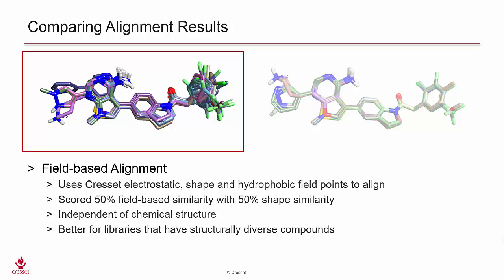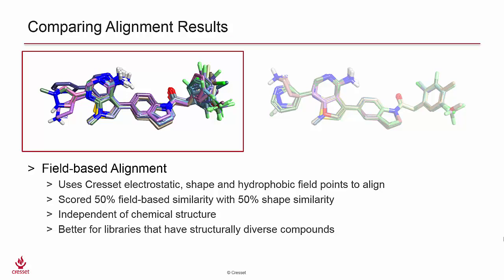Two alignment protocols are available in the Cresset environment, each with their own benefits and liabilities. First, there is our standard field-based alignment, in which we use a combination of electrostatics, shape, and hydrophobic field points to align molecules and calculate a score using a combination of these feature alignments. This approach is independent of chemical structure and works well for libraries where there is a large degree of structural diversity.